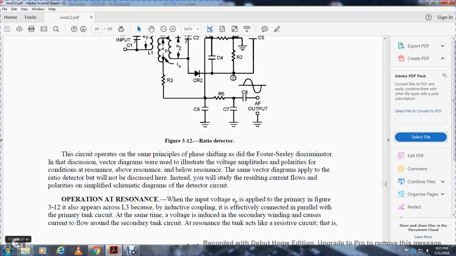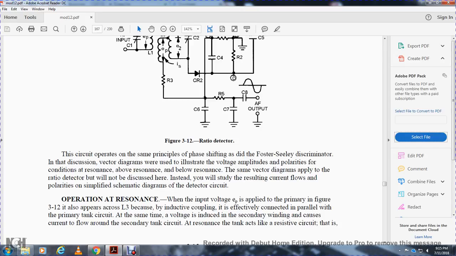This circuit operates with the same principle of phase shifting as the Foster-Seeley discriminator, discussed with the vector diagram. You illustrated the voltage amplitude and polarity for the conditions at resonance, above resonance, and below resonance. The same vector diagram applies to the ratio detector and will not be discussed here. Instead, you will be studying the resulting current flows and polarities with simplified schematic diagrams of detector circuits.